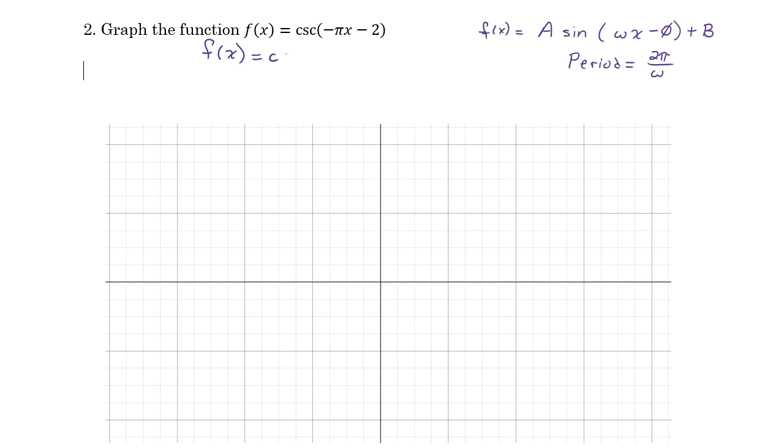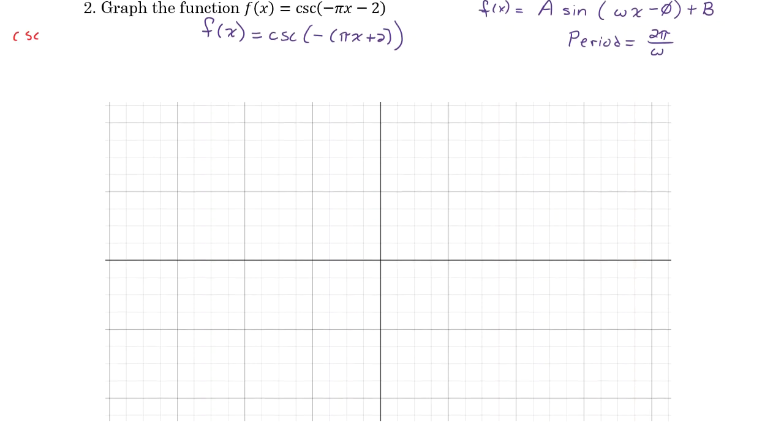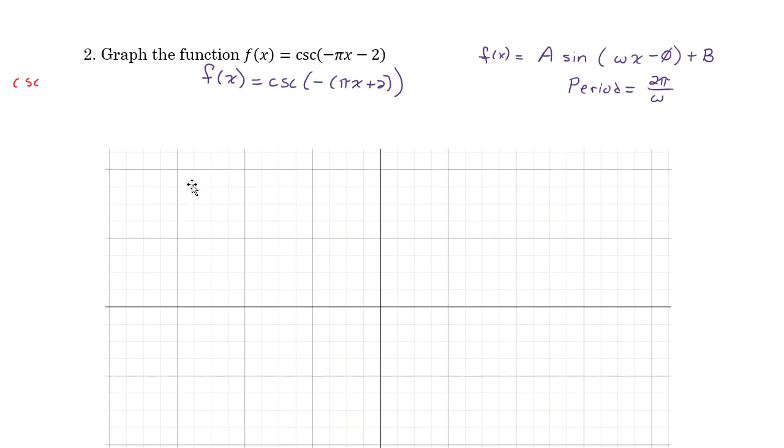So the first thing we're going to do is factor a negative out of this business here, plus 2. Okay, and then we can use our even-odd properties. Is cosecant even or odd? Cosecant is odd, so cosecant of negative x is equivalent to the opposite of cosecant of x. So we can take this and bring it out here, and they will have the same graph.